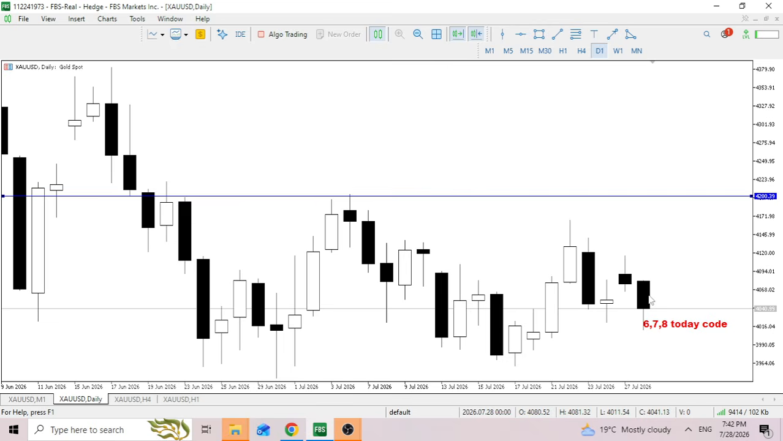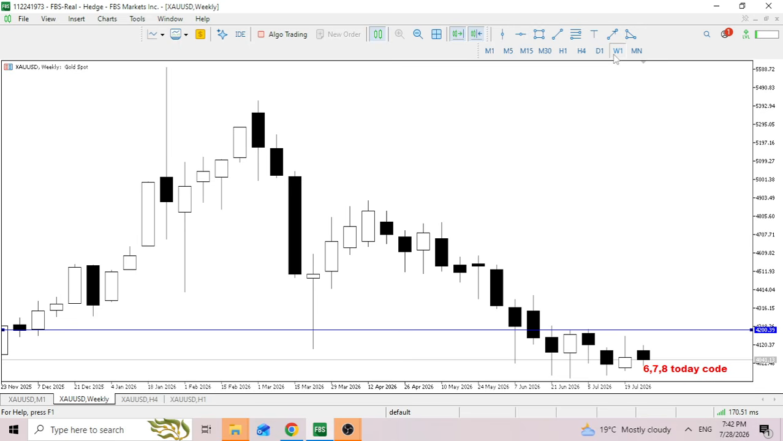And I'm not trying to tell you to go to the weekly time frame, mark the previous week's high and low, and wait for the market to come there. It will take forever. So you just need to be aware. Like let's say this is the weekly time frame. Let me mark it. So this is the weekly time frame. Previous week high is here and previous week low is here.